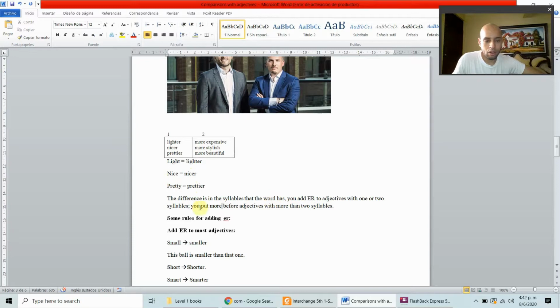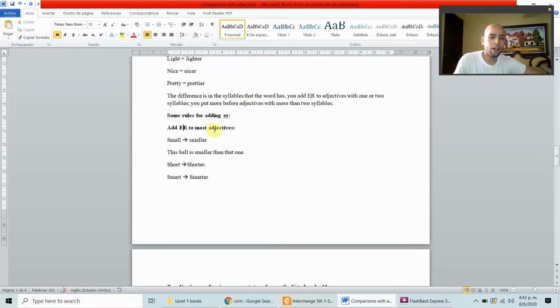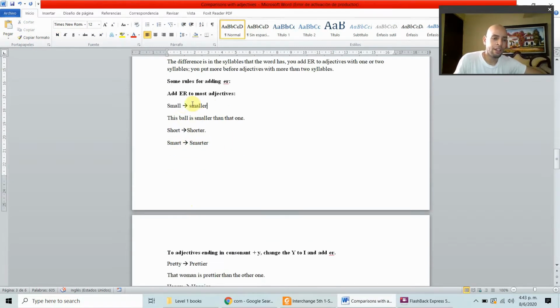And you put more before adjectives with more than two syllables. For example, expensive, stylish, and beautiful. They all have more than two syllables. So we add more before the adjective. So some rules for adding er. You add er to most adjectives. For example, small. You just have to add er at the end. This ball is smaller than that one.